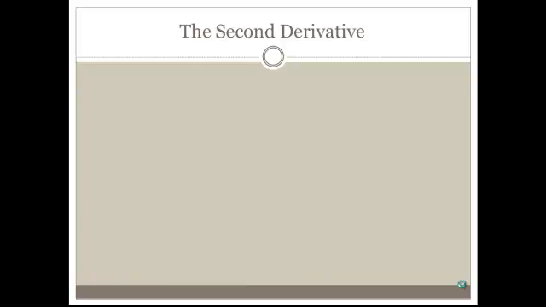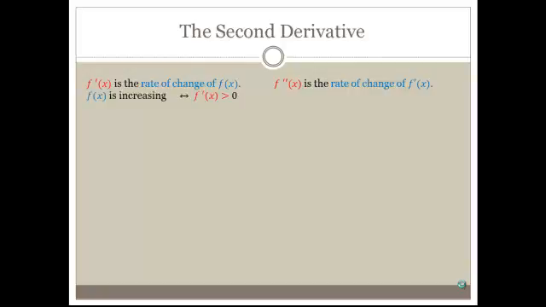So let's use what we just said, that f prime of x is the rate of change of f of x, and f double prime of x is the rate of change of f prime of x, to learn something new. Remember for the first derivative that f of x is increasing exactly when the first derivative is positive. So, f prime of x is increasing when the second derivative is positive, since the second derivative is the derivative of f prime.